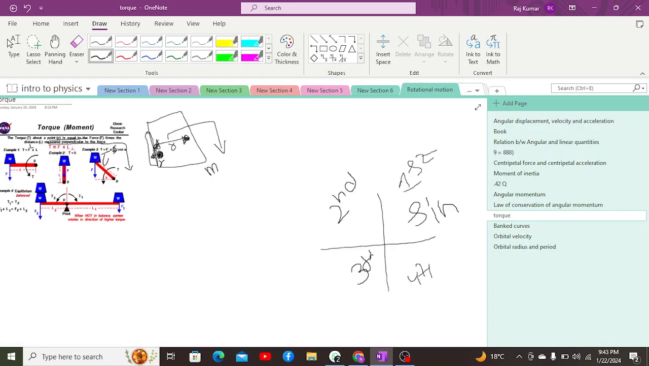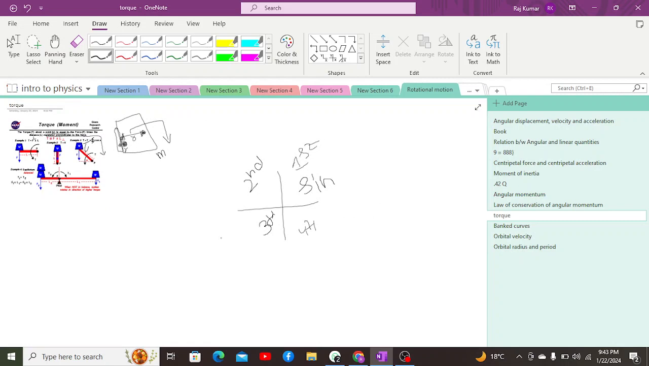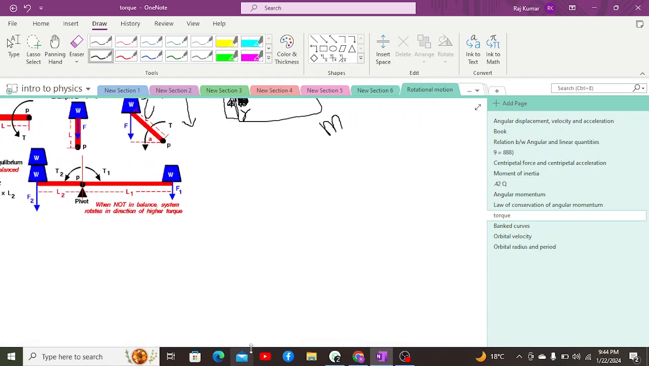These are some common MCQ points. If the torque is counterclockwise, it is positive. If the torque is clockwise, then it is negative. If it is clockwise, that would be in the third and fourth quadrants. If it is counterclockwise, that would be in the first and second quadrants. This is how we classify a torque.